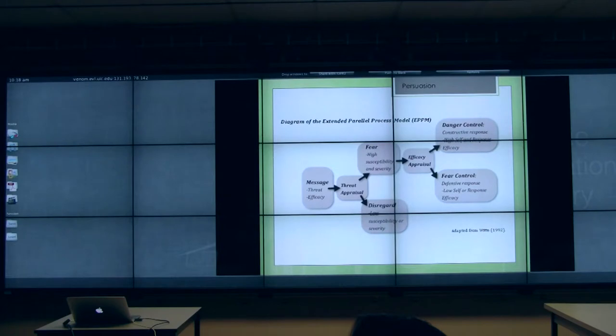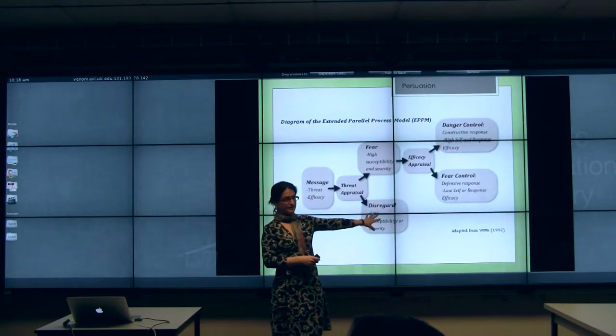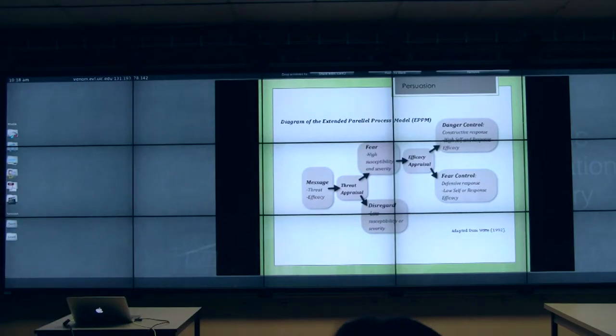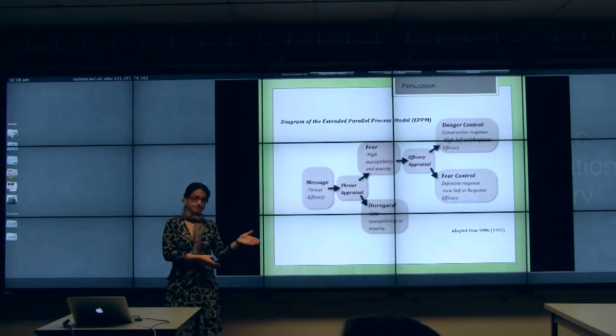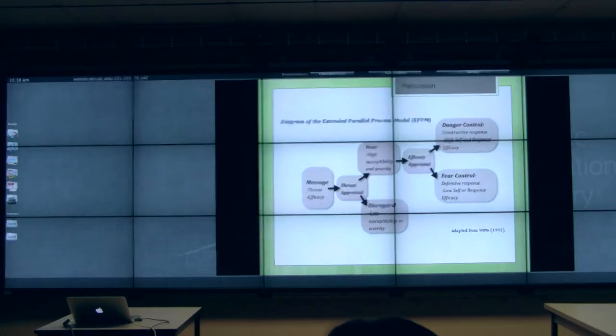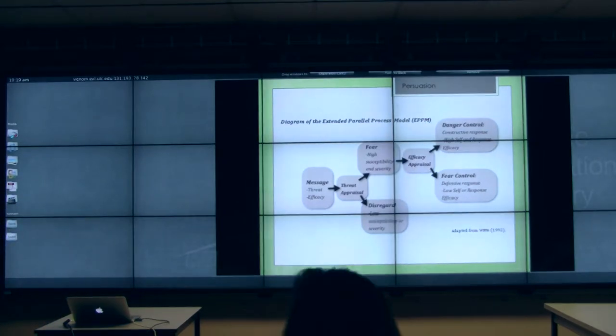Well, what he did was design this really cool model which explains all the different outcomes. So you have 3 outcomes at the end: disregard, fear control, and danger control. Here you have no effects, here you have boomerang, and here you have the desired effect. What determines this is, first of all, the level of fear in the message, the threat. So you have a message with high threat and a message with low threat, depending on how much you put the volume on fear.